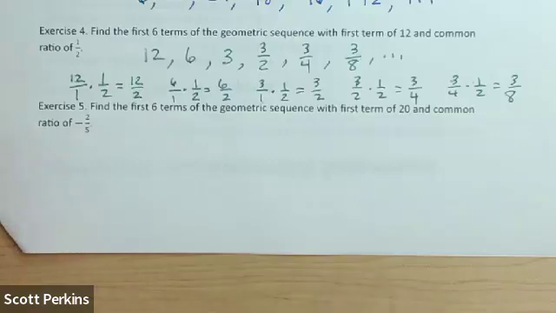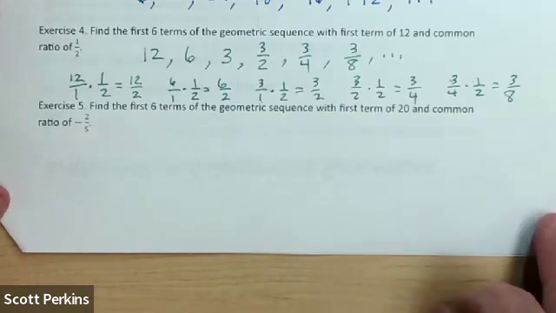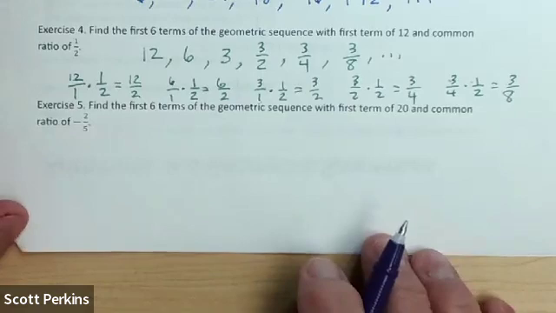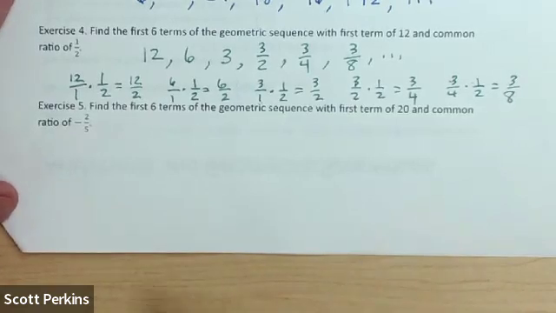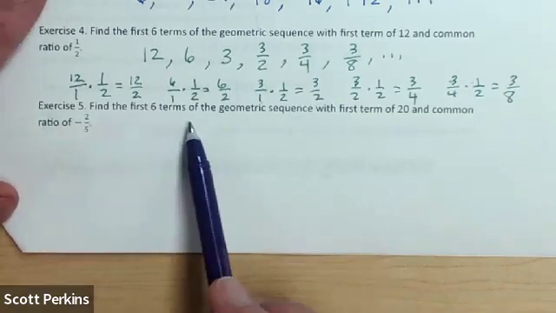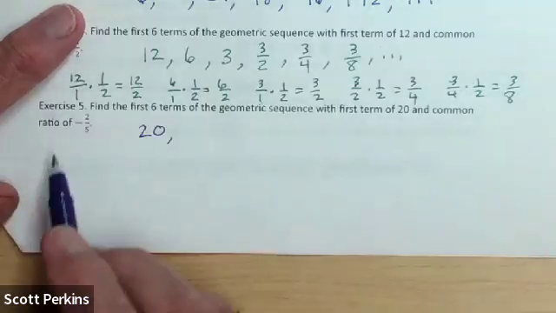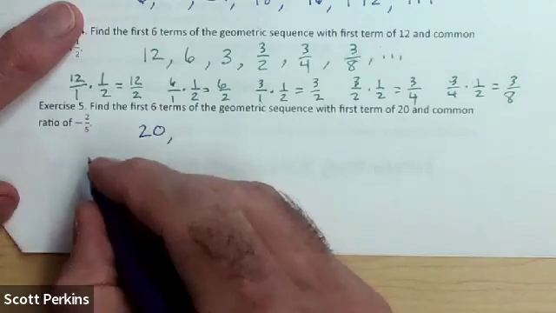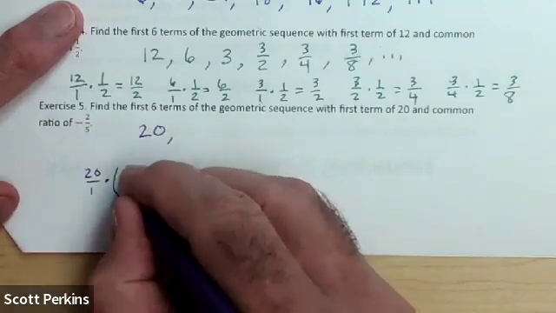All right, well, let's see how you did on multiplying these fractions. I probably think that actually developing the sequence is not that terribly tricky, but multiplying the fractions is probably the part that you might stumble on here. So the first term is 20, so we start there. And then the common ratio is -2/5. So here we go. The first one, 20/1 times -2/5.